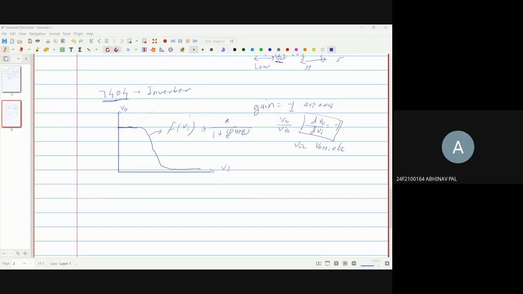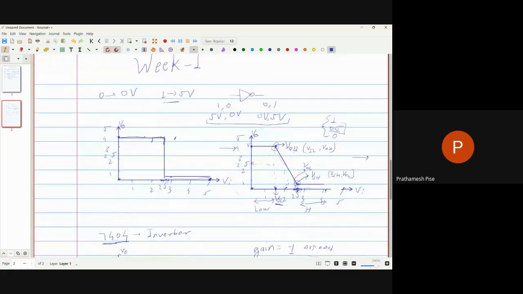It is the slope of the graph. Yes, correct. dVo by dVi is just the slope of this curve. Wherever the slope of this curve will be -1, those points are these points that we have seen in this graph.